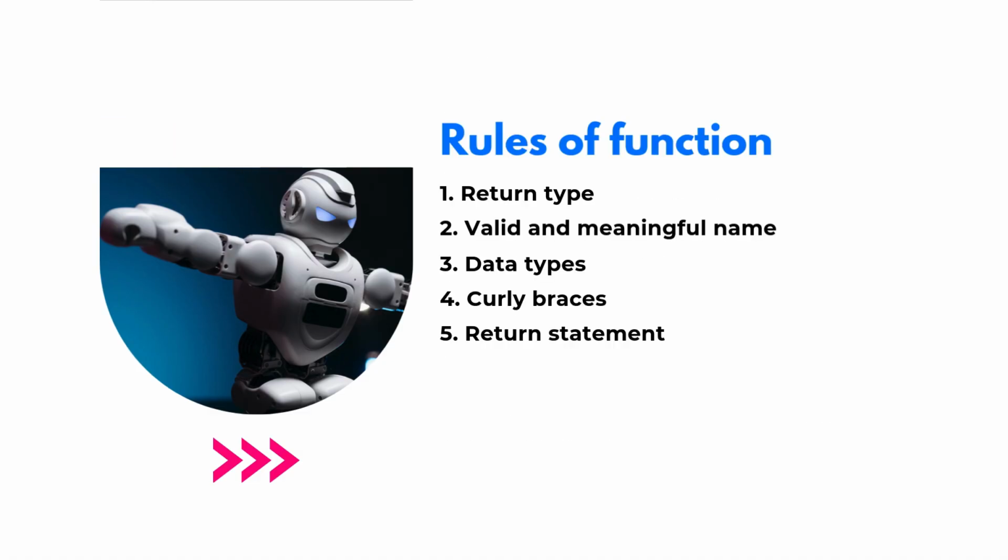What are the rules of making a function? A function must have a return type, or void if it returns nothing. A function must have a valid and meaningful name. Parameters, if any, must be defined with their data types inside parentheses. The function body must be enclosed in curly braces. A non-void function must contain a return statement with the correct type.